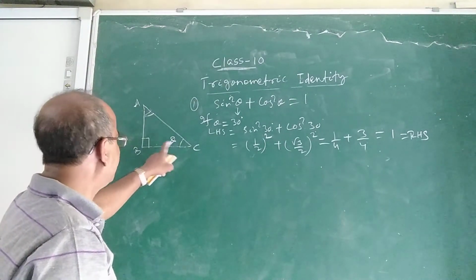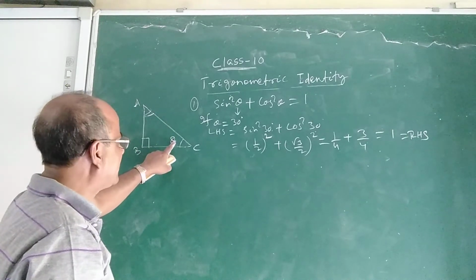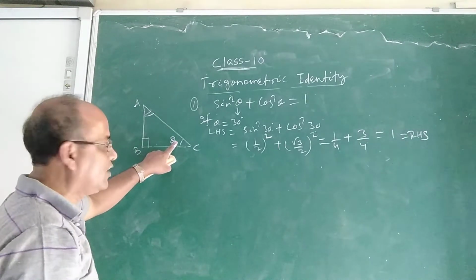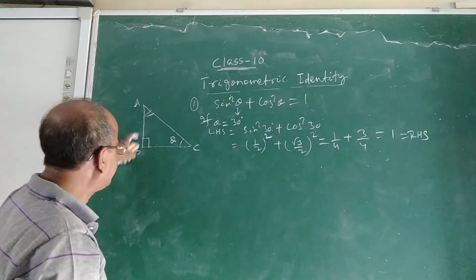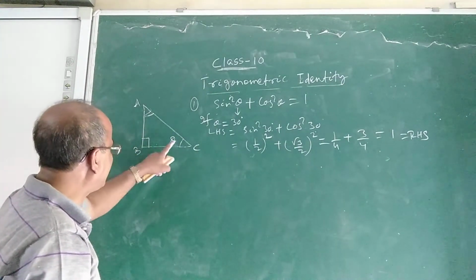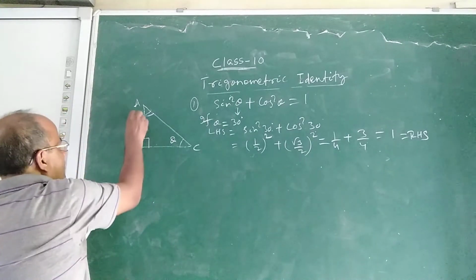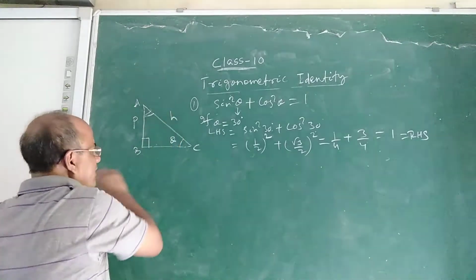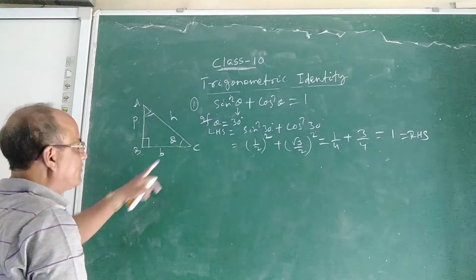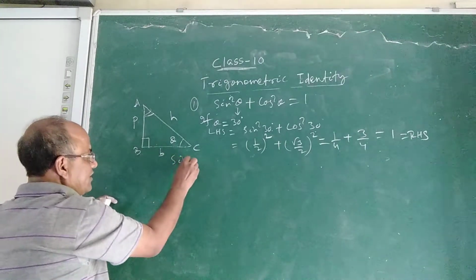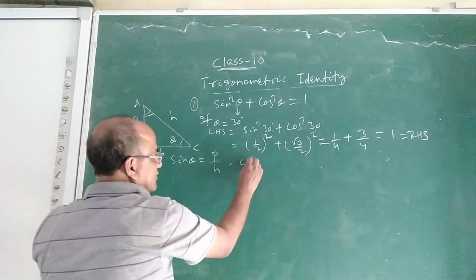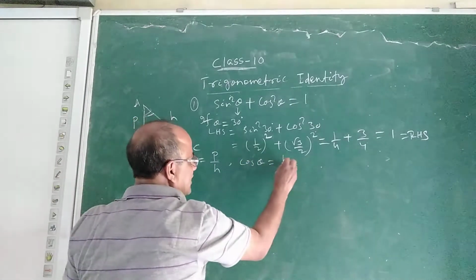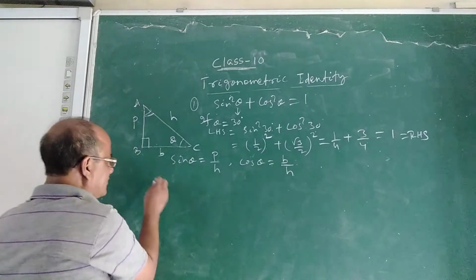If you find the trigonometric ratios of theta, as I have already told you, for the angle whose trigonometric ratios are to be found, consider the opposite side of this angle. Opposite side of angle theta is which one? AB. So this will be the perpendicular. This is hypotenuse fixed and this is base. Now let us find sin theta first. You know what is sin theta? Sin theta is P by H. You find cos theta. What is cos theta? Cos theta is base by hypotenuse, B by H.